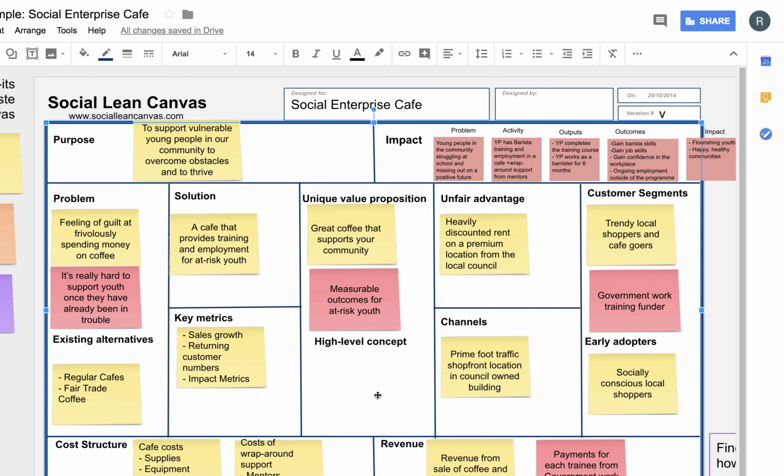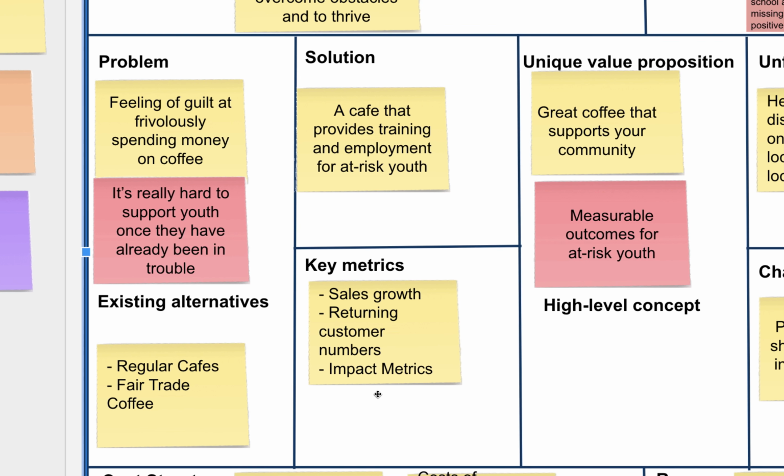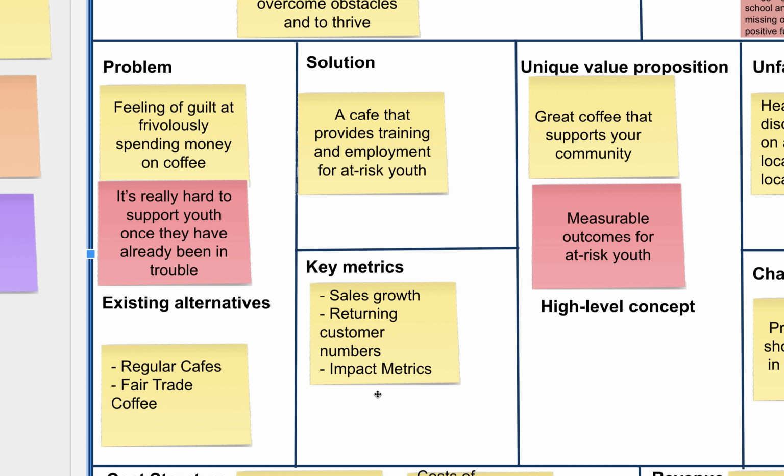Okay, so customer segments. What problems do these customers have that we can solve for them? Bearing in mind, these aren't the social problems. These are the problems that the individual customer has that we can solve for them. From the consumer side, a feeling of guilt at frivolously spending money on coffee. The idea is that these trendy cafe goers really love going to cafes and enjoy that experience, but there's a pang of guilt for them that they know they're to some extent wasting that money, and they know that there's people much less fortunate than them.